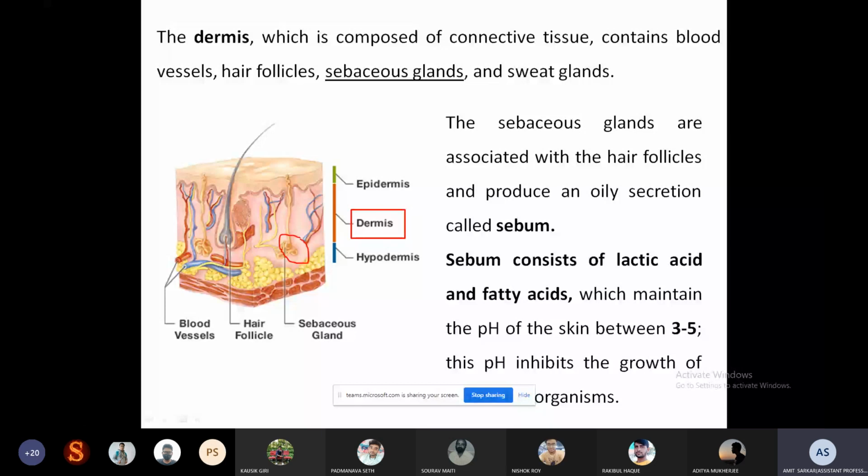Okay, the roots are here and the hair is going out. Okay. Now, what is sebaceous gland and what is sebum?